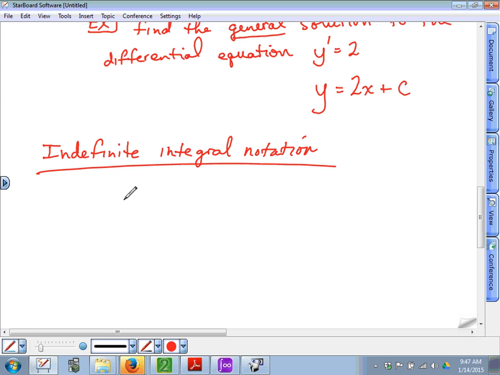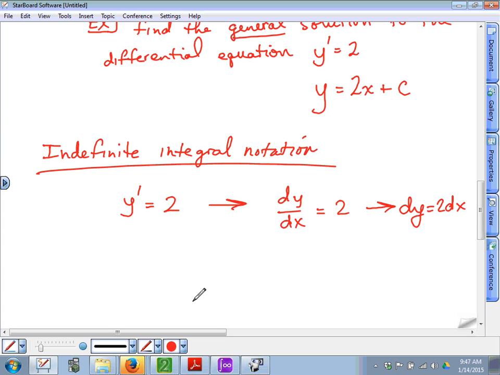So what we just solved, y prime, let me go back to this, y prime equals 2. Okay, write this, that's the same as dy dx is equal to 2, right? But back in 3.9 we moved the dx over, so you could write this as dy equals 2 dx. You still with me?